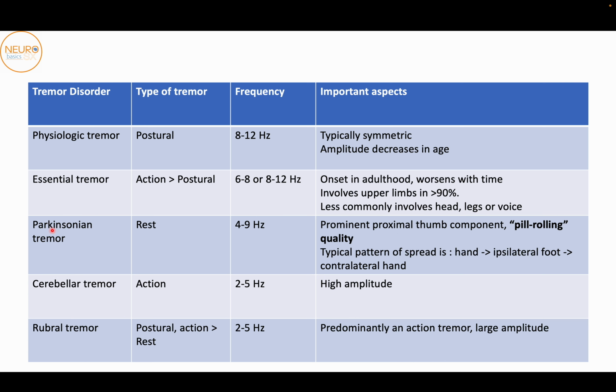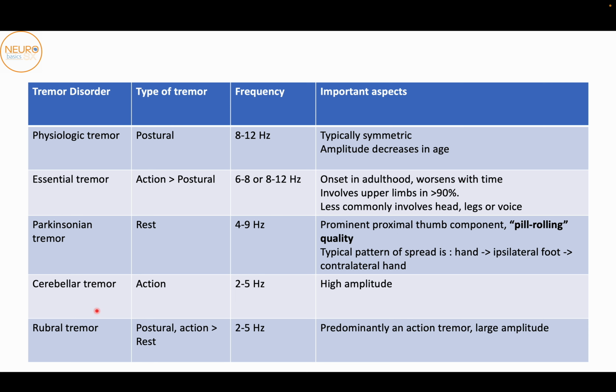The Parkinsonian tremor is more or less a rest tremor of a lower frequency of 4 to 9 hertz, and more importantly, it involves the thumbs and the distal hands. So, there's a specific pill rolling quality type of tremor which can happen with Parkinsonism.